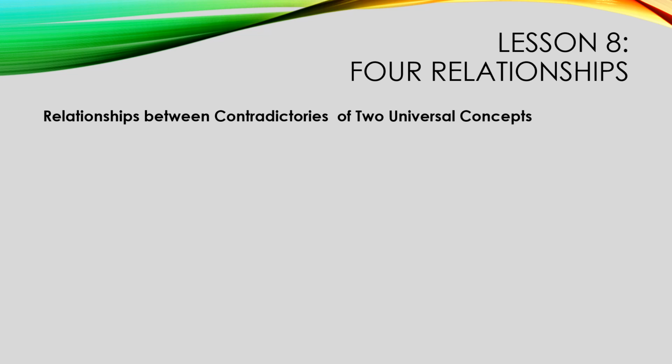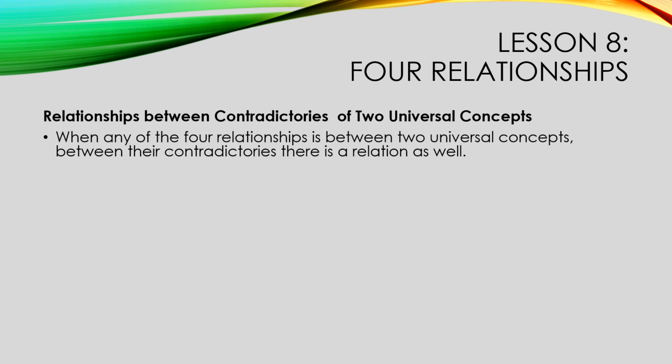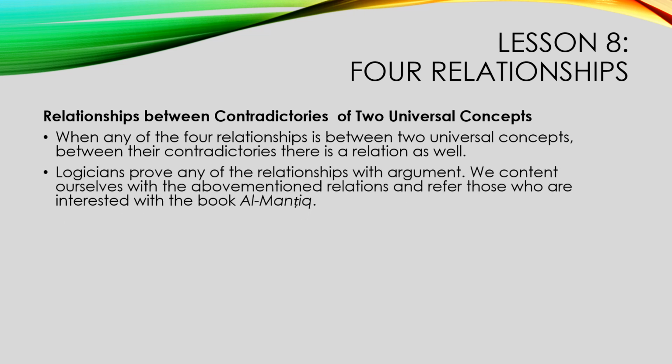Now, let's proceed to the last subtopic, which is about the relationships between contradictories of two universal concepts. When any of the four relationships is between two universal concepts, between their contradictories, there is a relation as well. Logicians prove any of the relationships with argument. We content ourselves with the above-mentioned relations and refer those who are interested to the classic book Al-Mantiq.